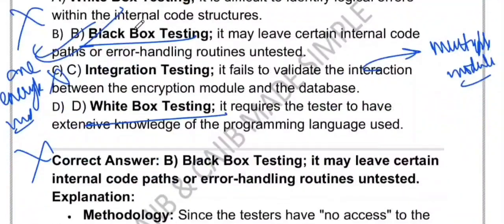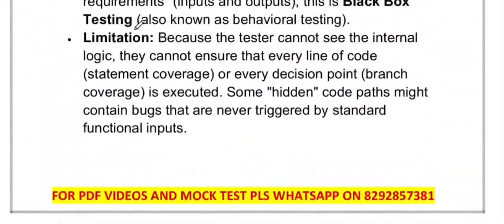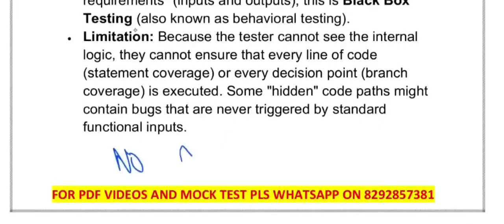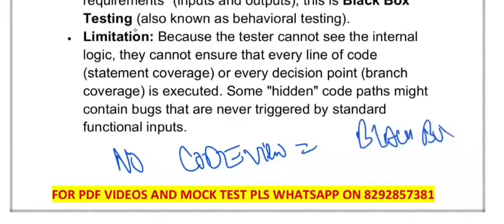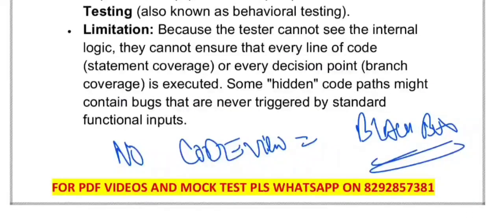So remember, there is one word, you can just remember it like this. Whenever there is no code view, that's called black box. Another easy line to remember: if the auditor checks only input and output without seeing the code, think about black box, right? Black box means no source code visibility. It tests functional behavior. It is based on requirements. So that's called black box.